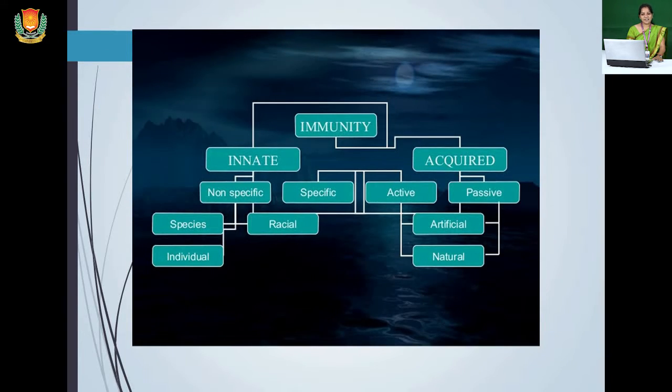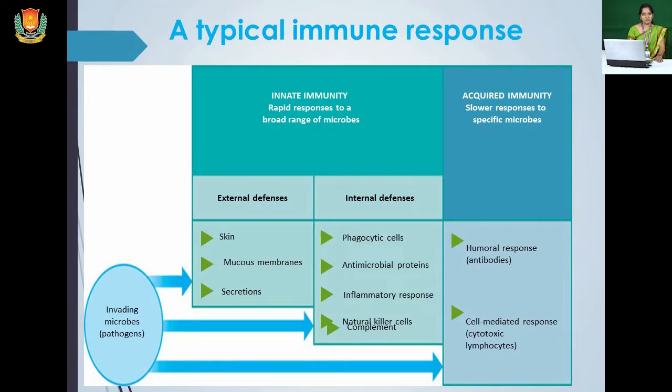Now, immunity can be classified in various forms. Immunity can be classified as either innate or acquired. Innate can be specific or non-specific. Non-specific immunity can be special, individual, or racial. Acquired immunity can be active or passive, and again, active and passive can be artificial or natural.